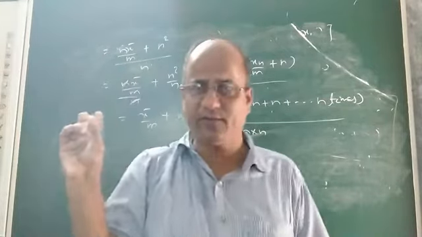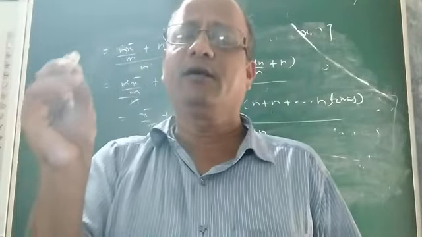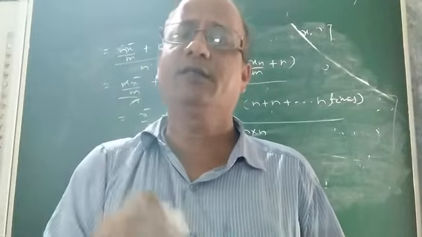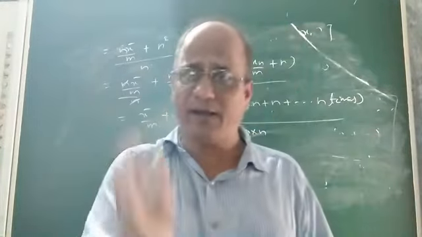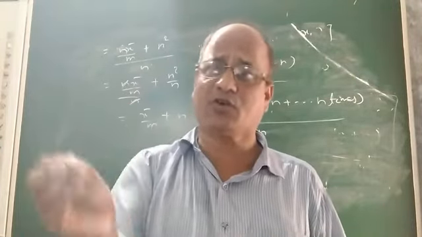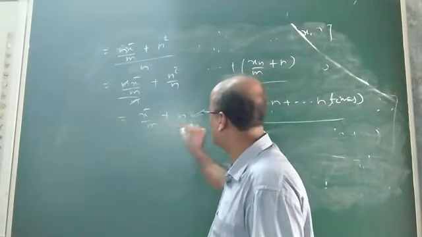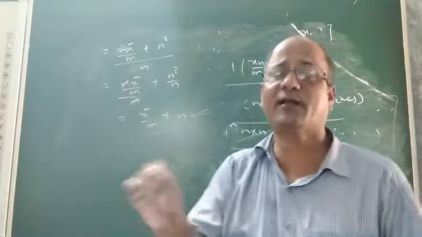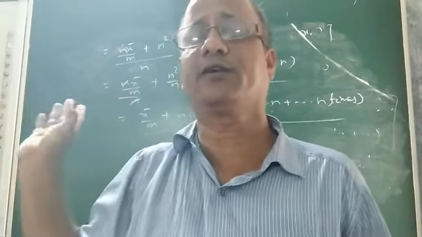So the new mean: if x bar is the mean of a given set of n observations x1, x2 up to xn, and each observation is divided by some non-zero constant m and then increased by some non-zero constant n, then the new mean will be equal to x bar by m plus n. I hope you understood how to solve this type of question.